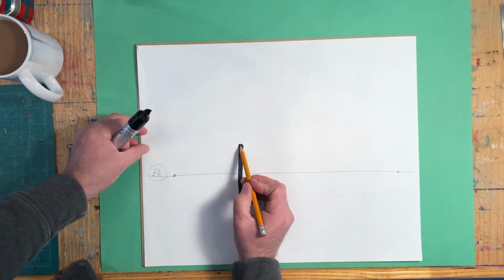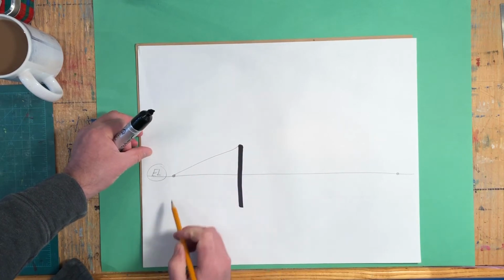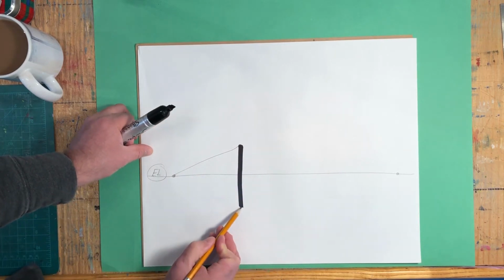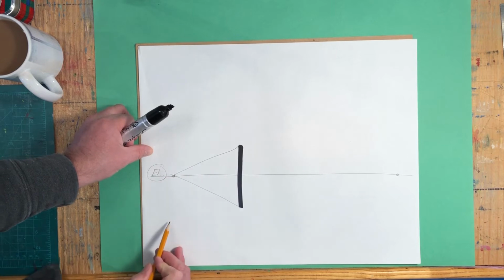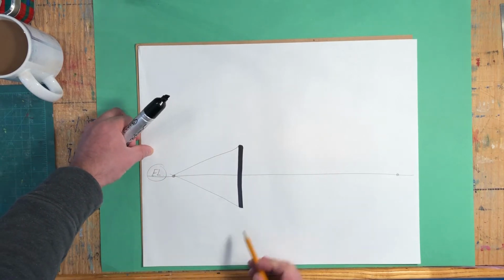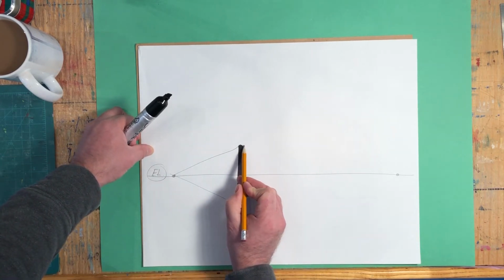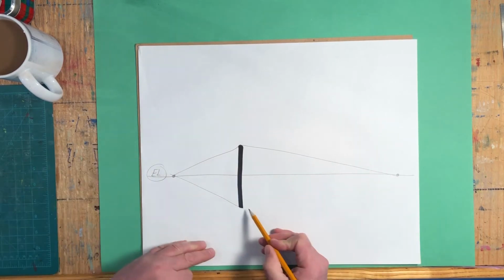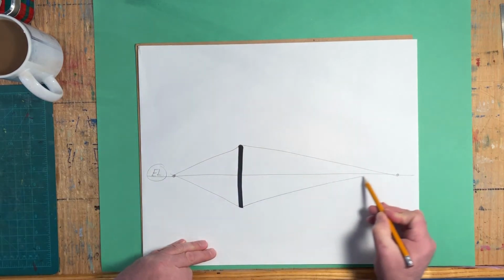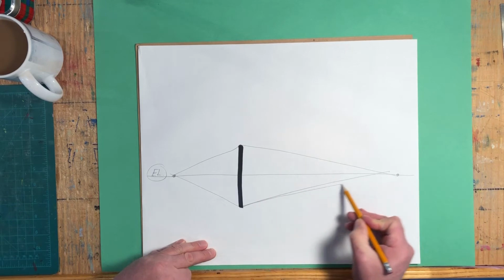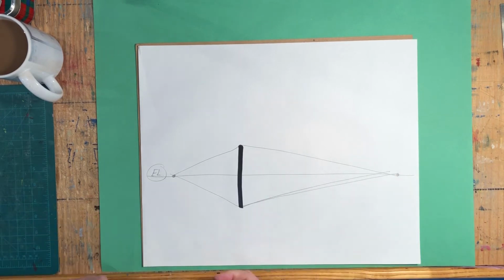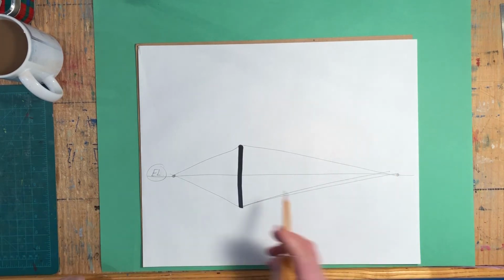Take your pencil and draw a line from the top of this to this vanishing point and from the bottom of this to this vanishing point. Okay, now take your pencil and draw a line from here to this vanishing point and from the bottom here to this vanishing point. Sorry, that's not quite straight. You'll do a better job because you're probably going to use a ruler.